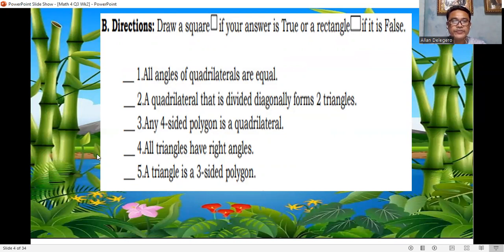Let's check your answers. Number 1 is rectangle, false. Not all angles of quadrilaterals are equal. Number 2, square. Number 3, square. Number 4, rectangle, false. And number 5 is square.